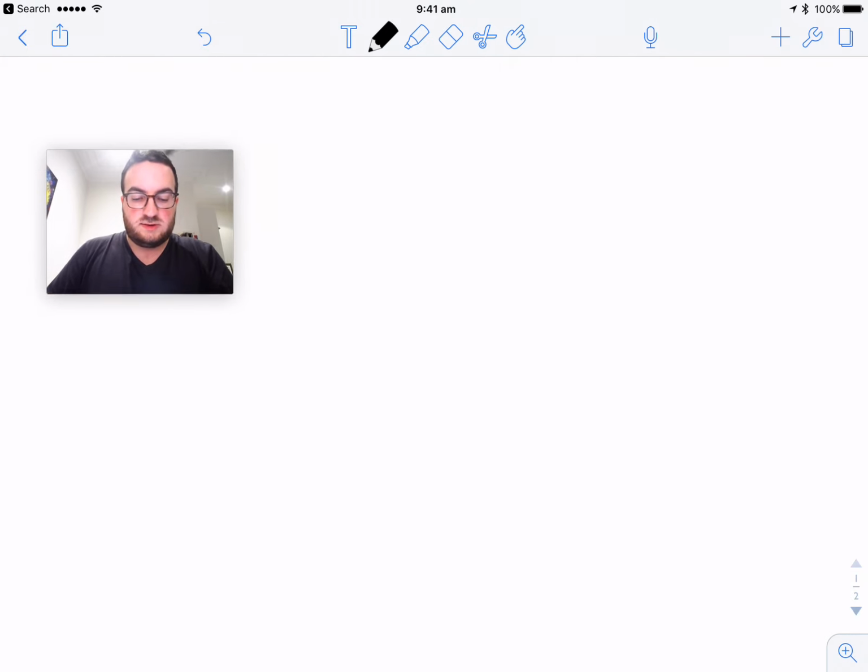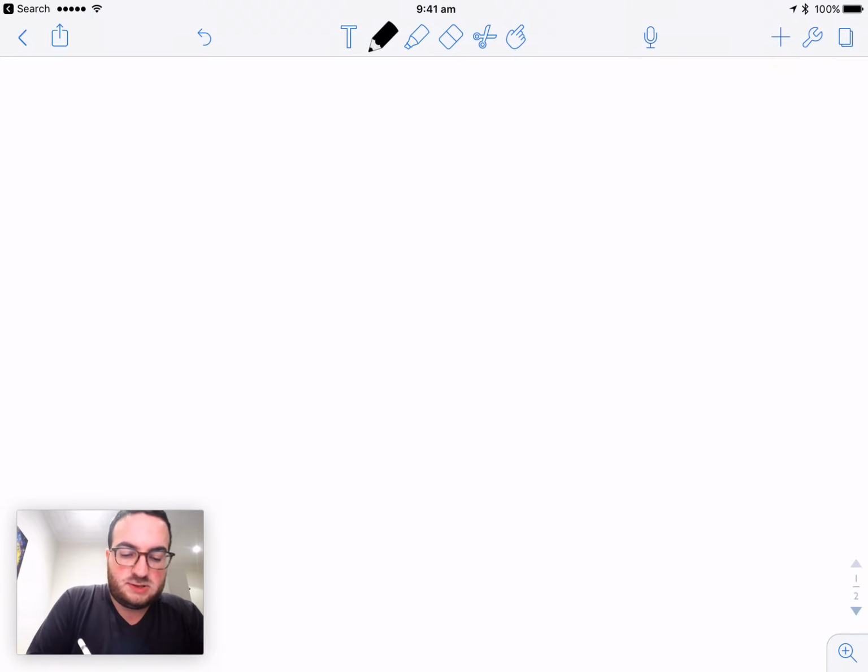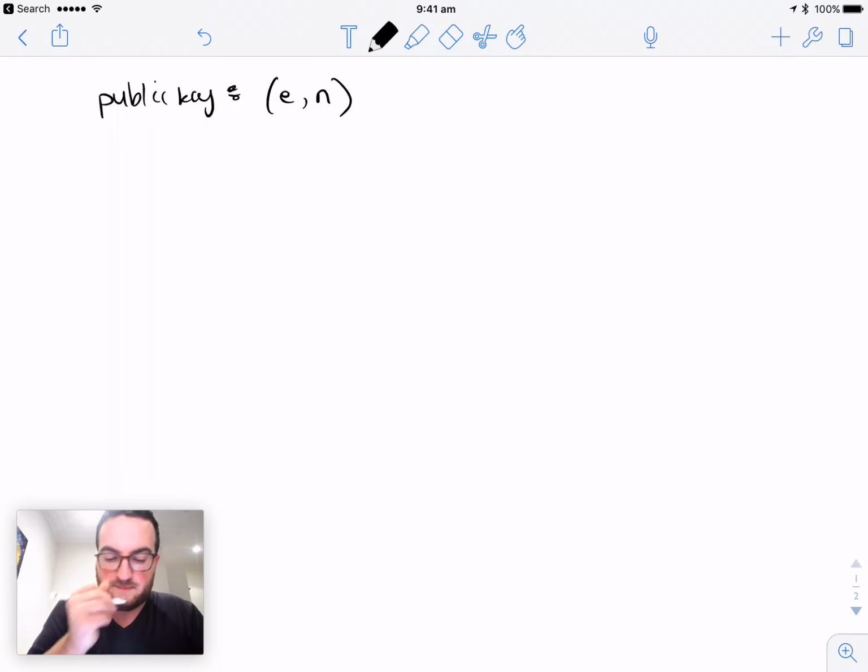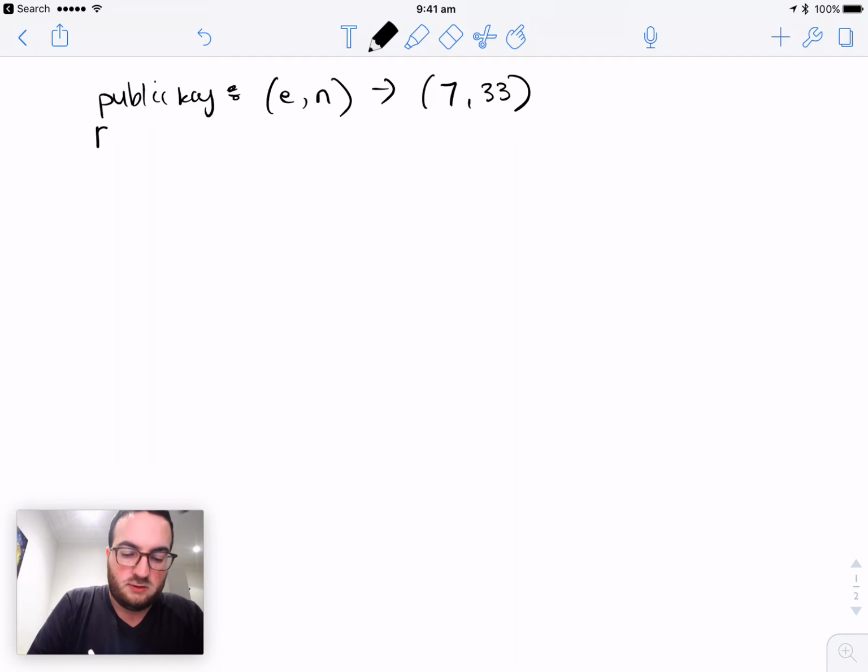So what does a public key look like? Well, it's actually two numbers: E for encrypt and N. Let's just use an example, E might be 7 and N might be 33. Now you can't really just make these numbers up. There's an algorithm to derive them, and I'll show you that in a second.